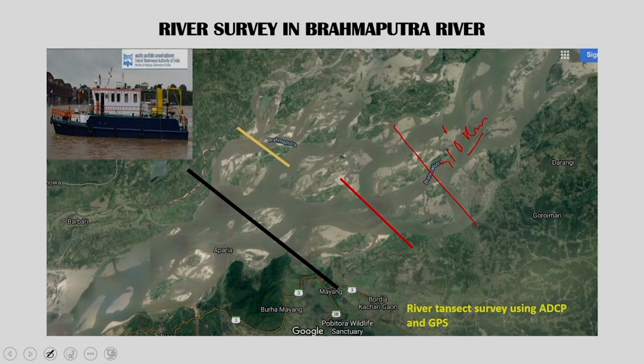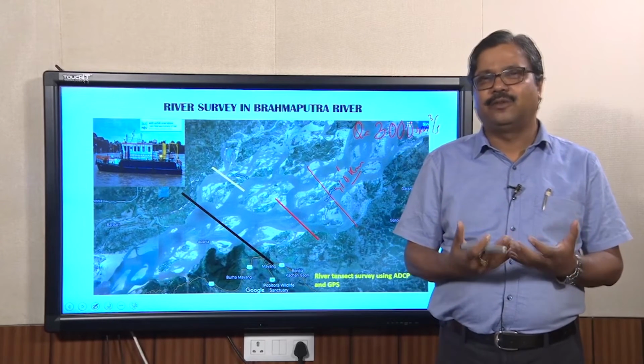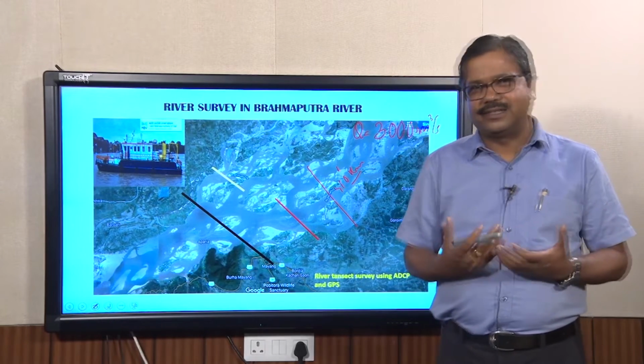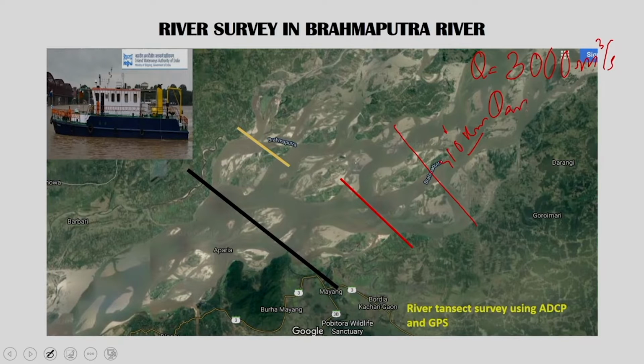Not only that, if you look at the flow variability, how much the discharge varies in this river: for low flow, during the dry seasons, it is about 3000 meter cube per second. 1 meter cube is equivalent to 1000 liters, so you can understand how much water is flowing. The average flow of this river comes to about 12,000 meter cube per second. So much variability of flow.